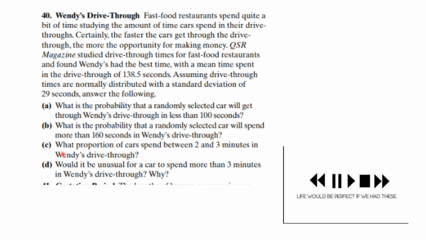Notice that they changed the units on here, so you have to think about 120 and 180 if you're thinking about seconds. And then it asks, would it be unusual for a car to spend more than 3 minutes in the Wendy's drive-thru? Remember that 5% is the cutoff for something being unusual. And then they ask why. Pause now, give this a go, and we'll return and see how you did.